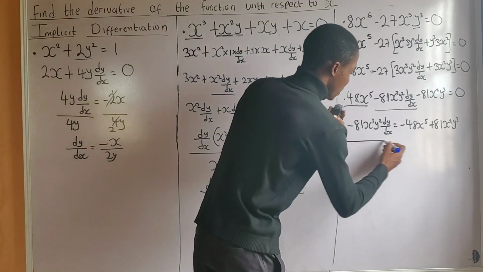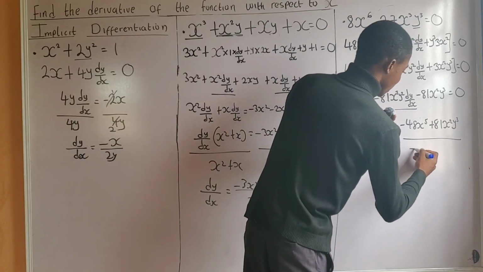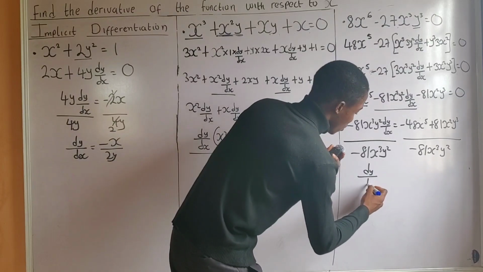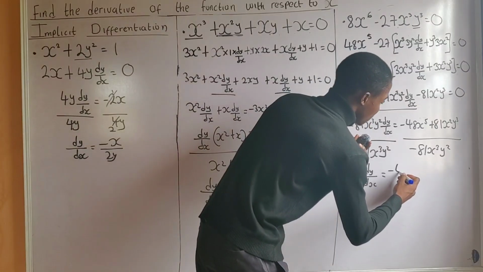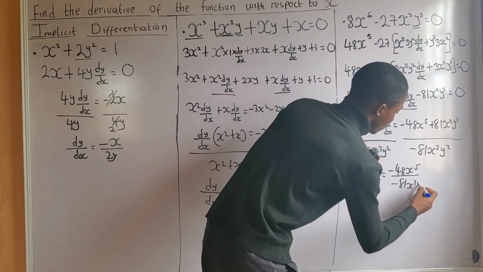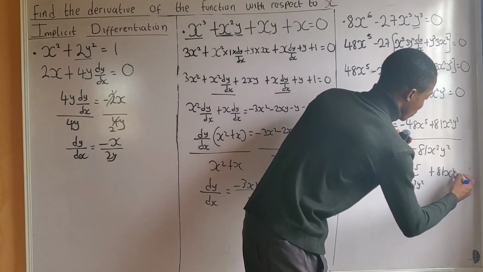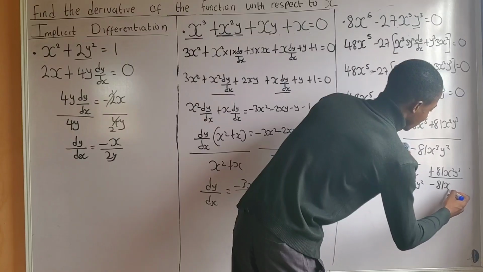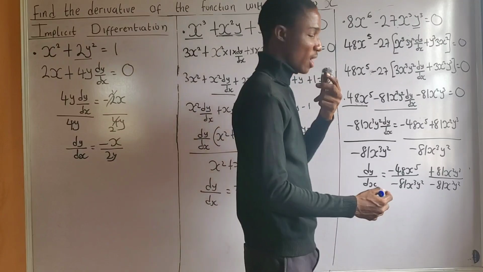Okay, from this point I'm going to divide all through by negative 81 x to the power of 3 y squared, and this all over negative 81 x raised to the power of 3 y raised to the power of 2. Okay, dy all over dx will be equal to, now separate the fraction. You're going to have negative 48 x raised to the power of 5 all over negative 81 x raised to the power of 3 y raised to the power of 2, right? For this I'm going to have plus 81 x raised to the power of 2 y raised to the power of 3 all over minus 81 x raised to the power of 3 y raised to the power of 2. Okay, what I did was that I just separated the fraction. Are you getting it? So I've not done anything.